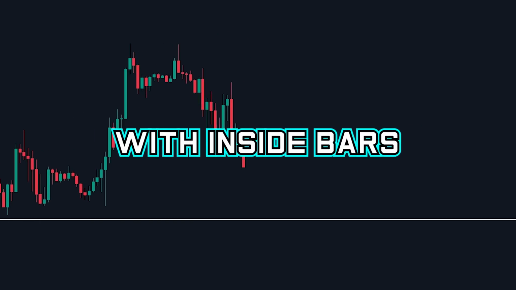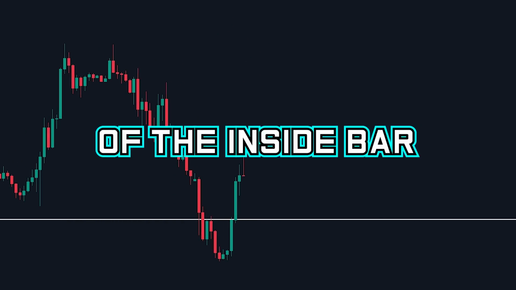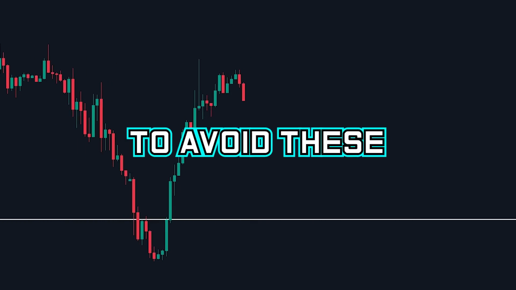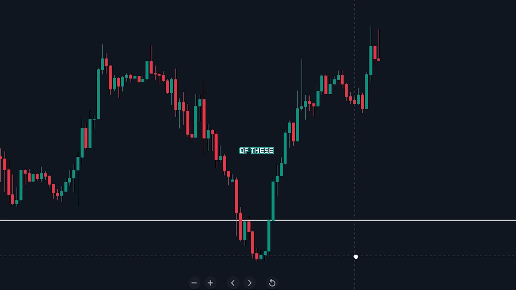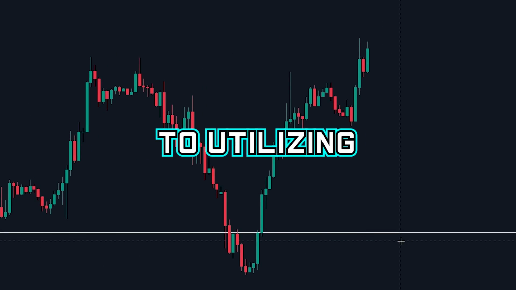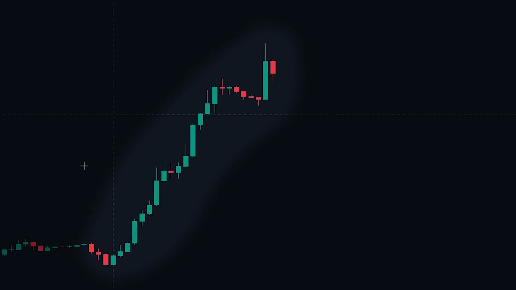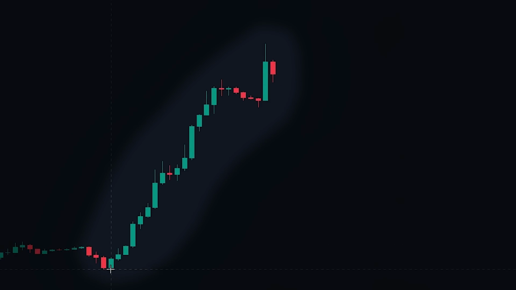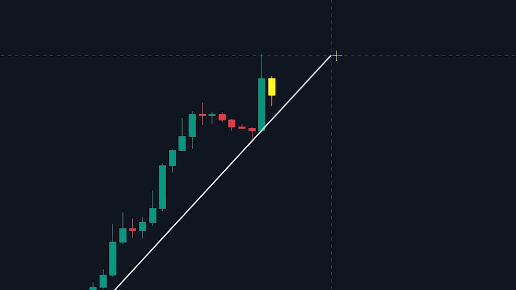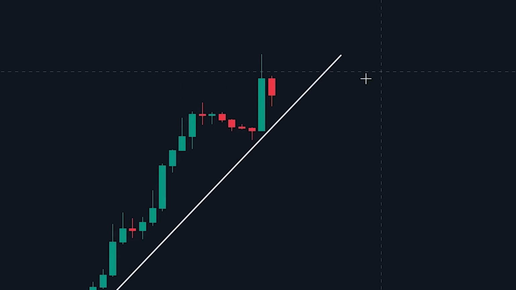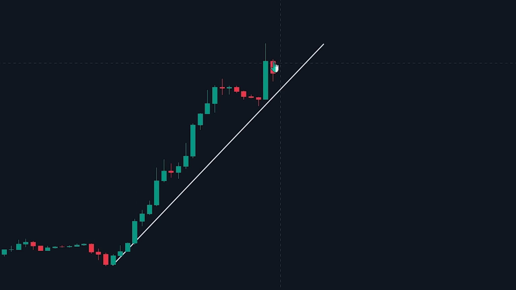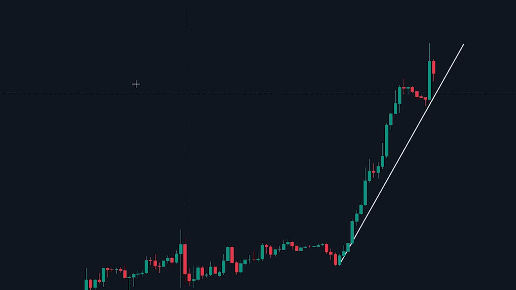False breakouts with inside bars are one of the biggest drawbacks of the inside bar pattern. However, learning to avoid these and instead take advantage of these false breakouts is crucial to utilizing the full power of the inside bar. Here we can see that a strong uptrend is playing out. During this uptrend, we can see that a bearish inside bar formed. You may think this is a sign of a reversal and that we therefore should enter into a short position. But this isn't the case. If we look at the price action, we can see that there are no resistance points at this price level.